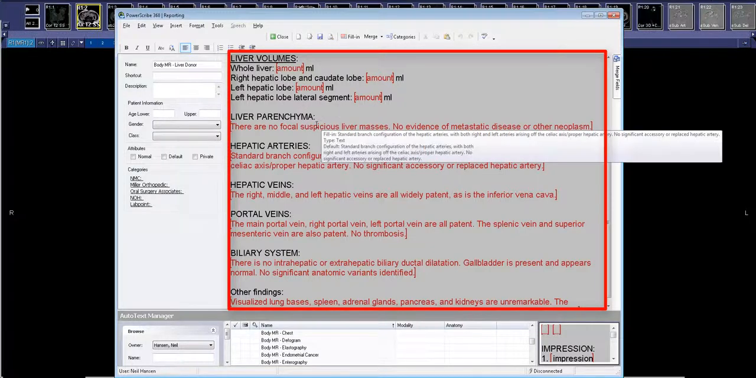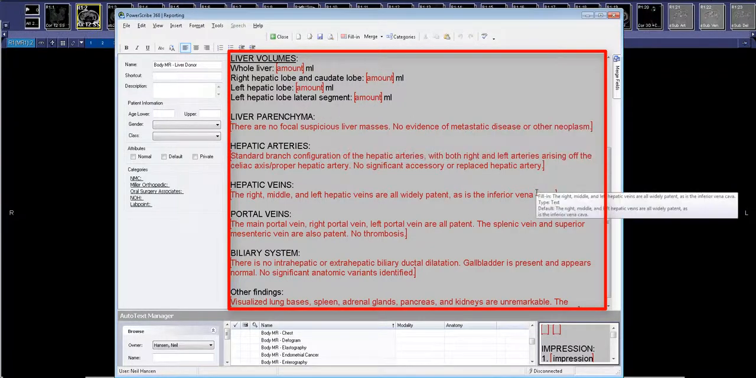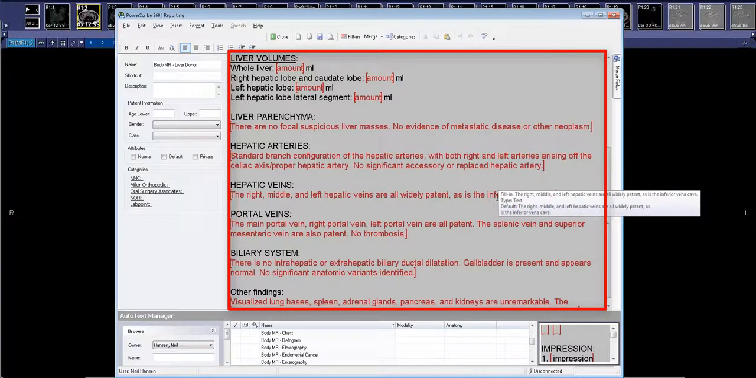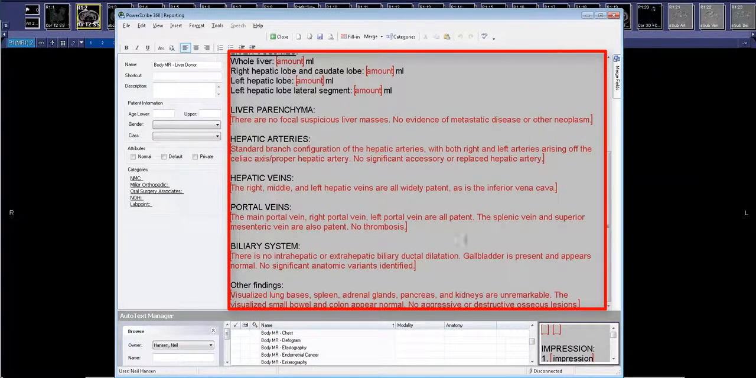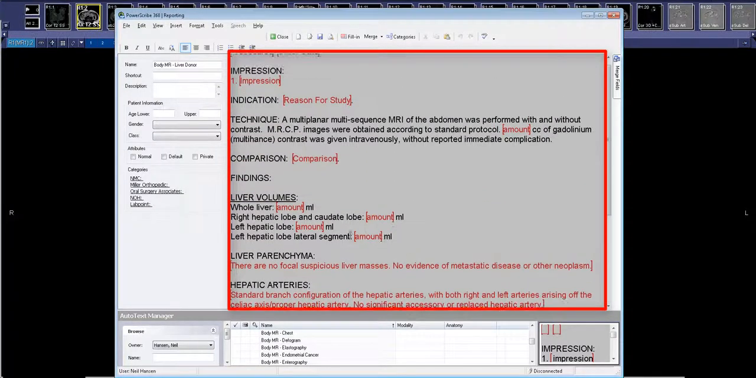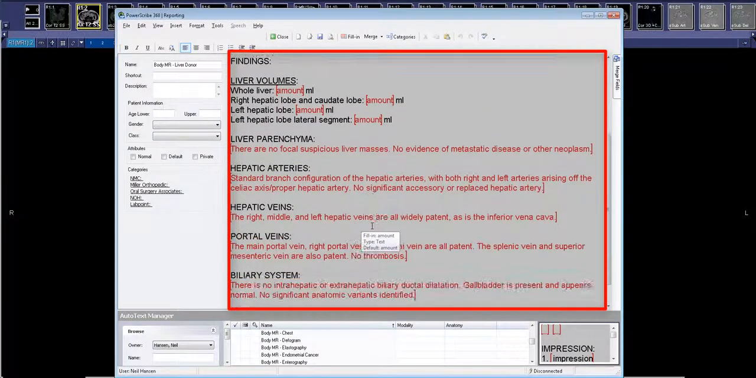Additionally, I always comment on the liver parenchyma. In other words, are there any focal masses and what do you think they are? Talk about the specific branching of the hepatic arteries, hepatic veins, and portal veins, as well as describe any anatomic variants of the biliary system. If you do one of these cases, it's best just to bring up the template so you make sure you don't forget to mention anything. Because if you forget to mention something, I guarantee I will get a phone call about it.